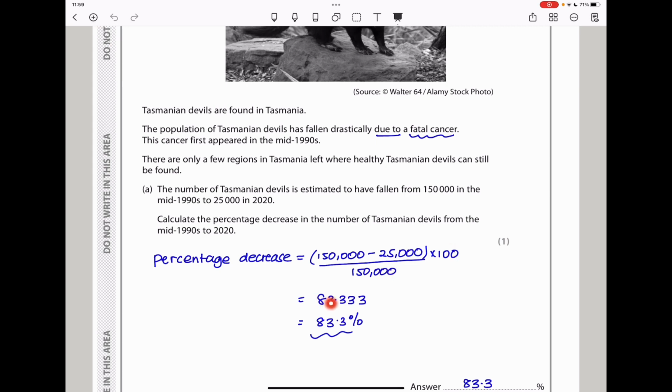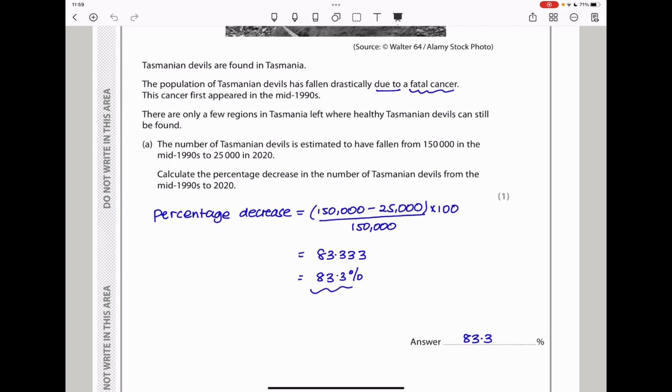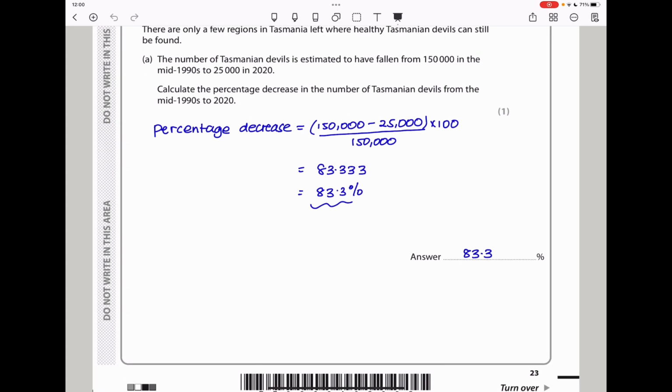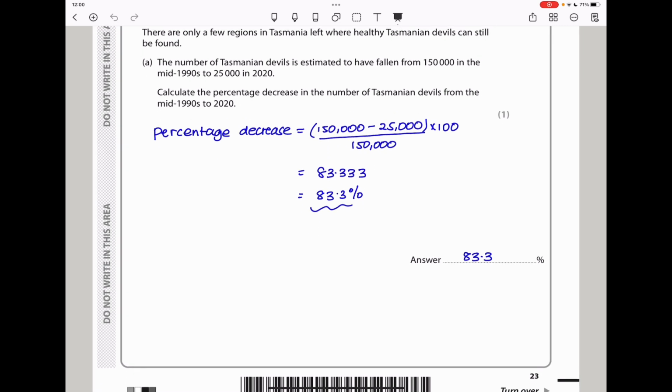Divide by 150,000, multiply the answer by 100. I get about 83.333, and I rounded it off to 83.3%, and that is my answer. Some students could even round off to 83%, and that could be okay, but do not leave it in the recurring decimal. Try to round off to the nearest specific or significant figures, could be 3 and so on.